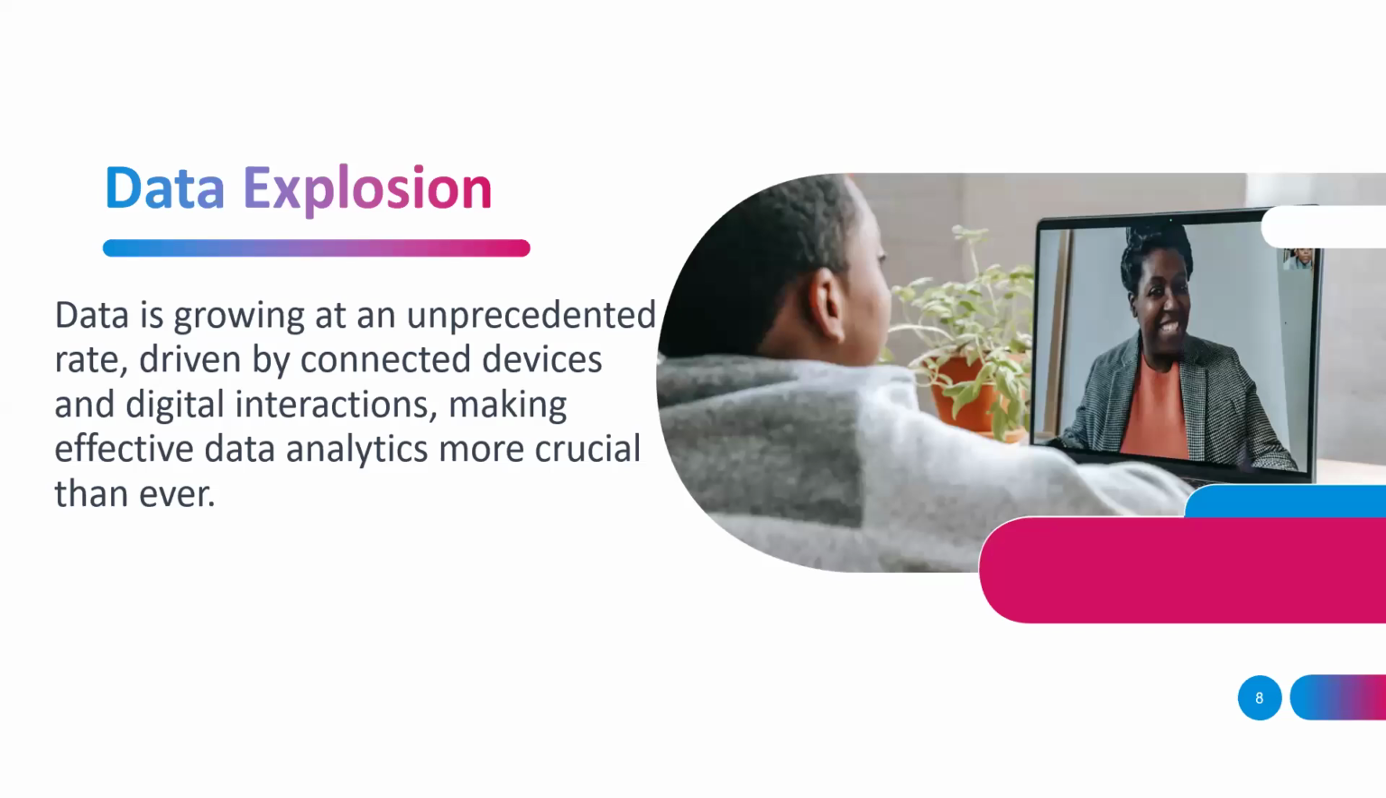So data is growing at an unprecedented rate, driven by connected devices and digital interaction. What do I mean by digital interaction? You can be anywhere and send a message to anybody on Facebook. You can send a message to your friends and family on WhatsApp, where within a second they'll get it. How do you think all these things are going? That's because they have the data of the people you want to send information to, right? That is the power of data. Without data, no organization will be able to make a decision that can work.